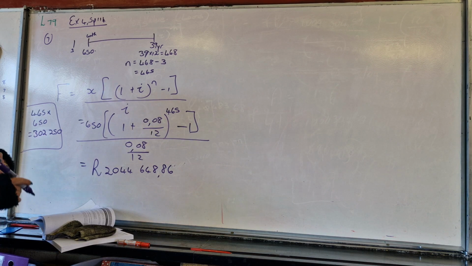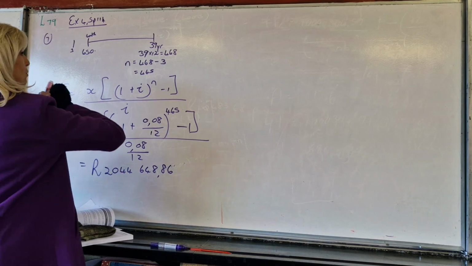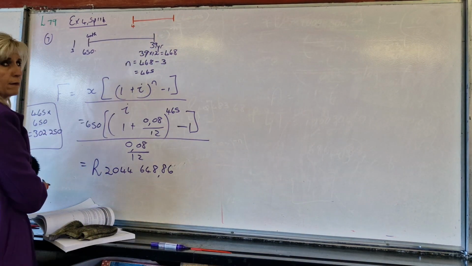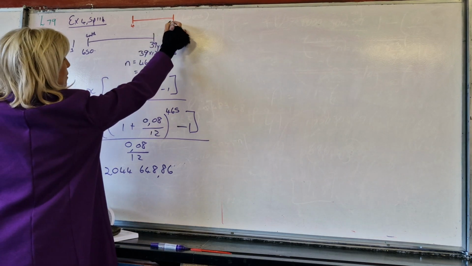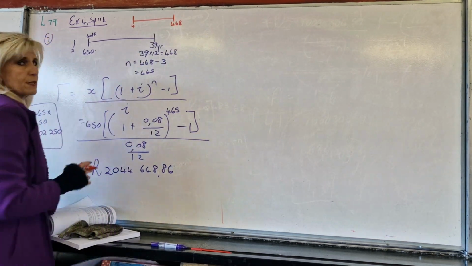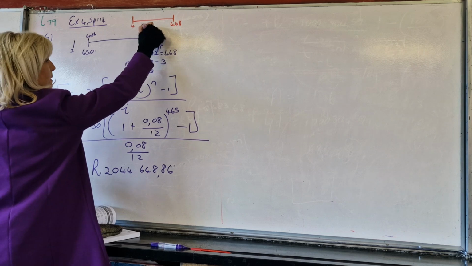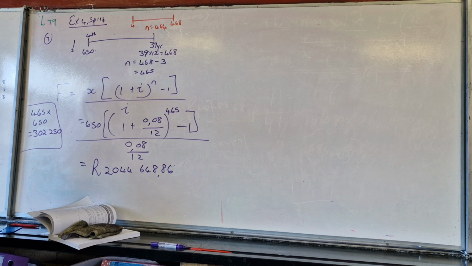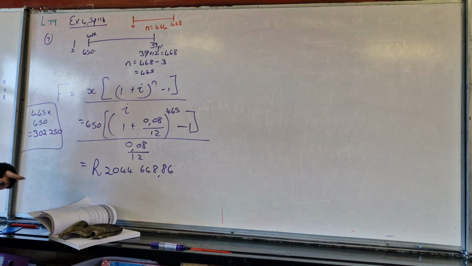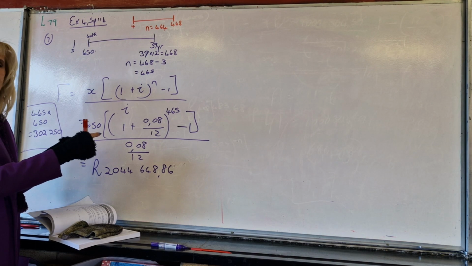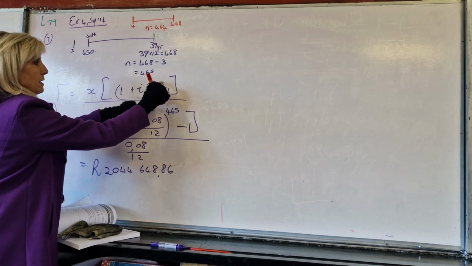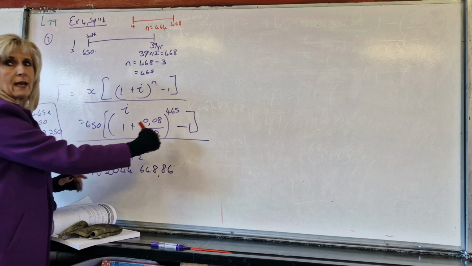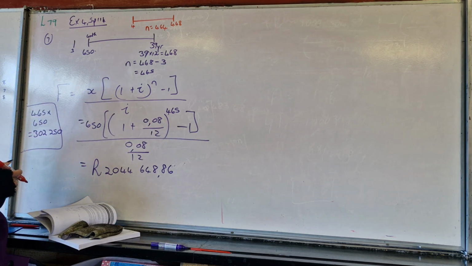Now, if the child decided to work with no gap, this would have been on the 468th month after 39 years, which means that my end would be 464. But if you work with no gap, what happens to your formula? N plus 1. So what is that? 464 plus 1. 465. Exactly the same sum. Do you see it? Yes, ma'am.